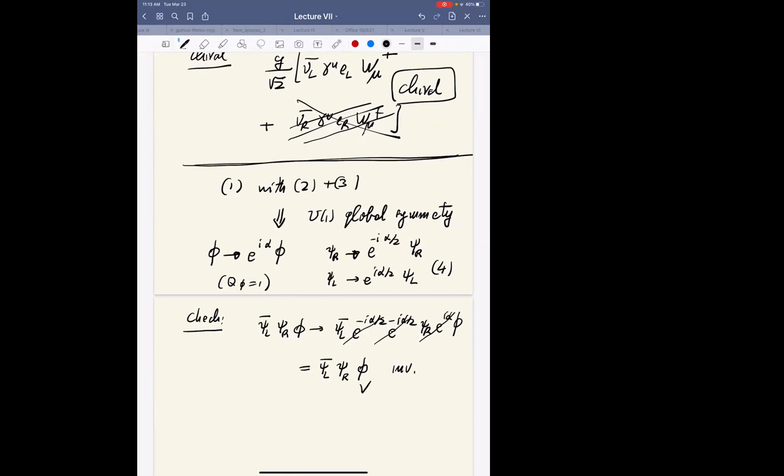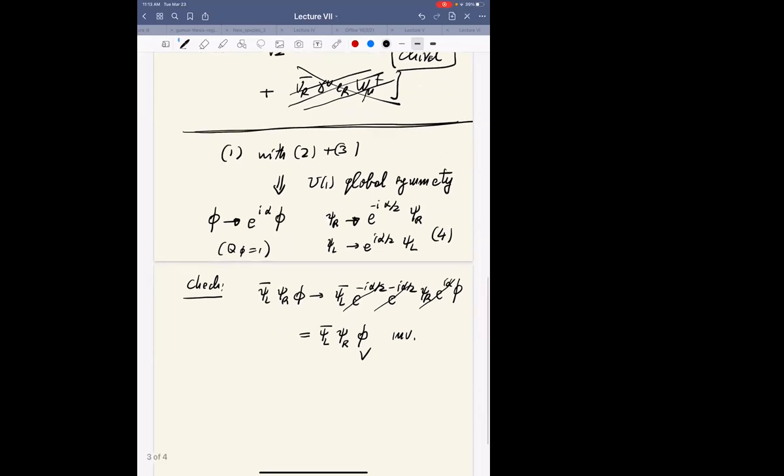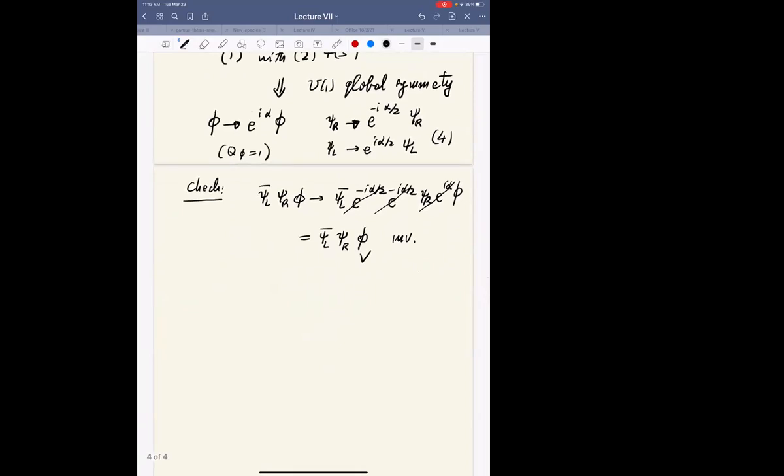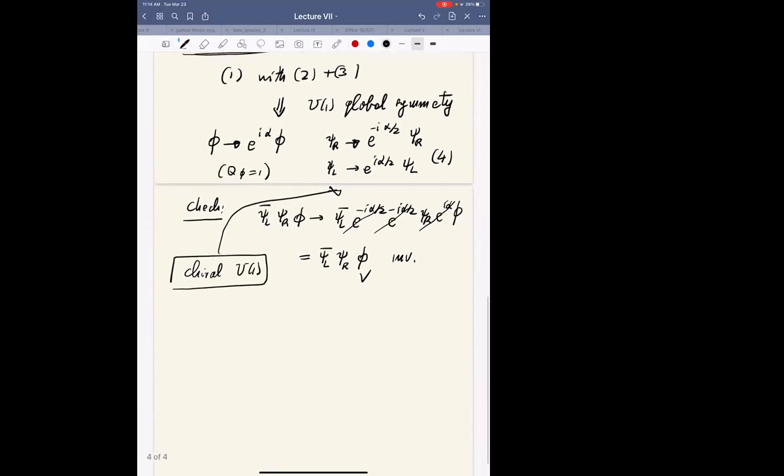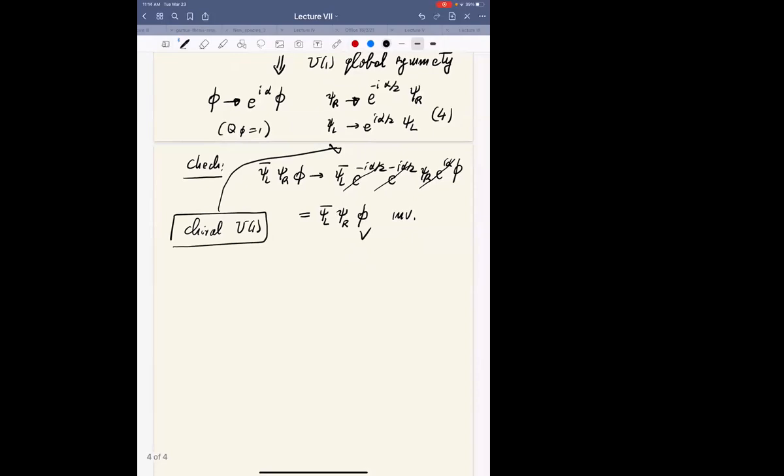There is a freedom here in choosing the charge of psi l and psi r. The reason is that there are actually two symmetries. The reason there is a freedom, so this is the chiral U1. Left is different from right. Notice here above, manifested different. You can tell me, look, there are many symmetries, because I could have also chosen, so this is 4.